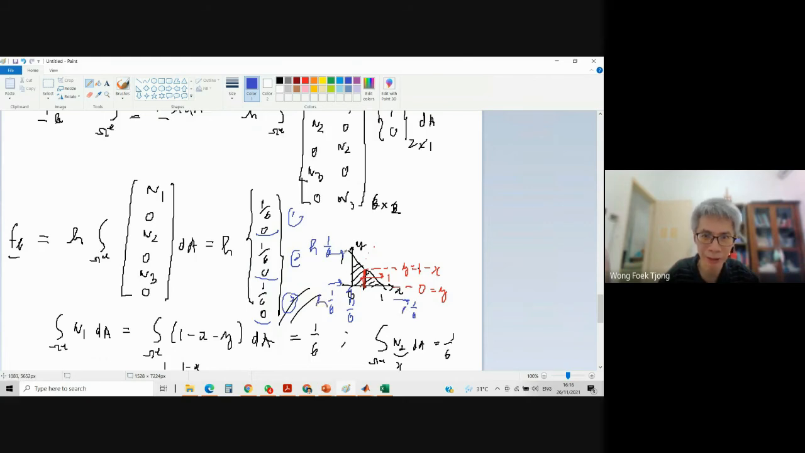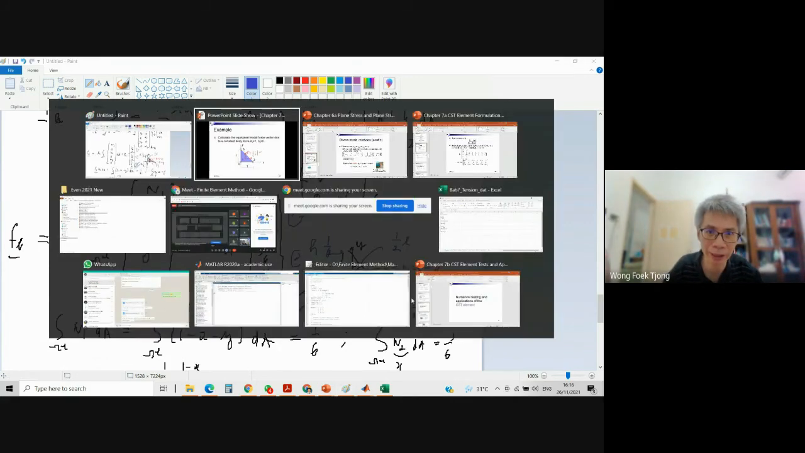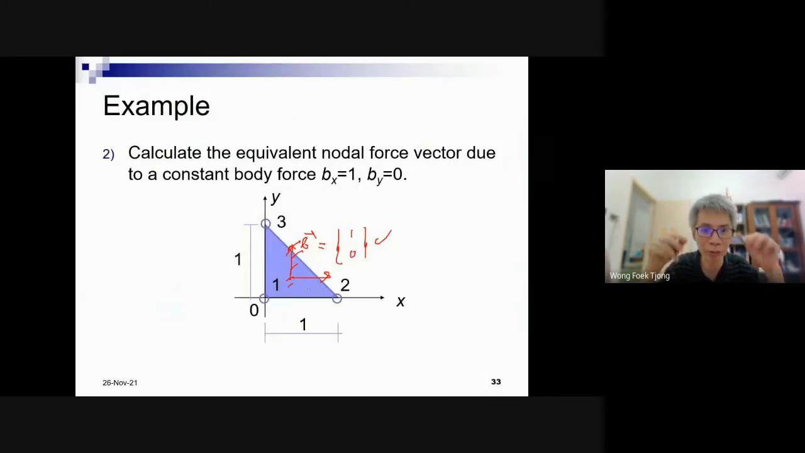But what's this? If you calculate, this is the total force, because this is the force per unit volume times the volume. What's the volume? What's the area? Area is 1/2 H, right? So actually, this 1/2 H is distributed equally to the nodes. You divide by 3: 1/6, 1/6, 1/6. So in other words, if we have a constant body force, like in this problem, it's divided equally to the nodes. That's the lesson that we learn from here.